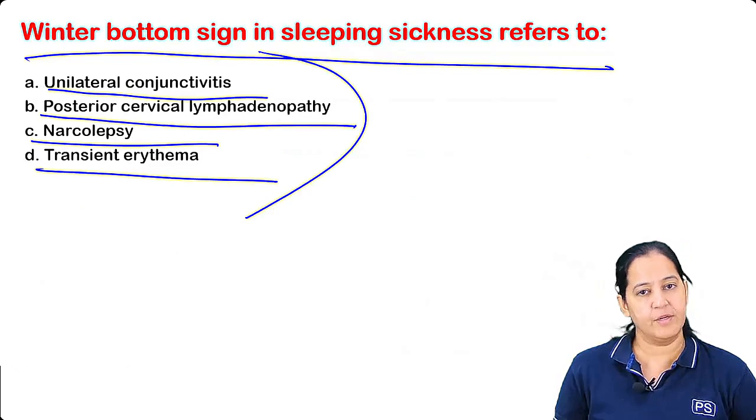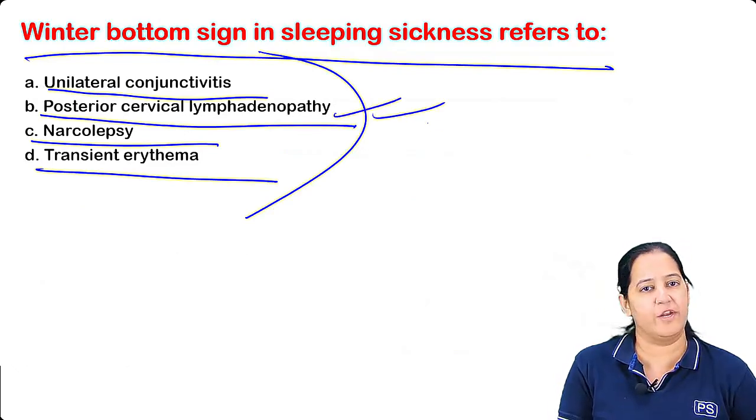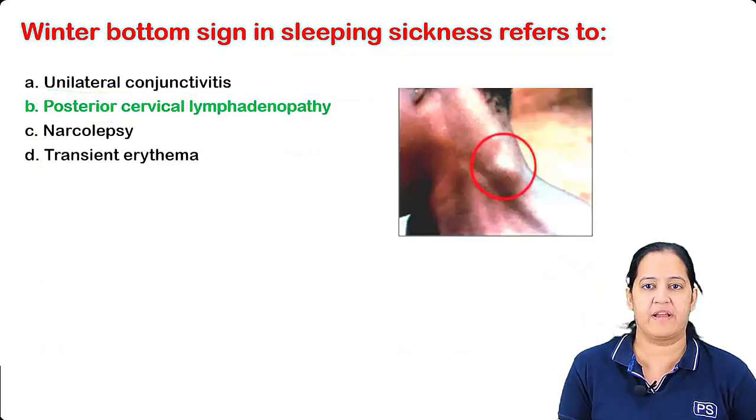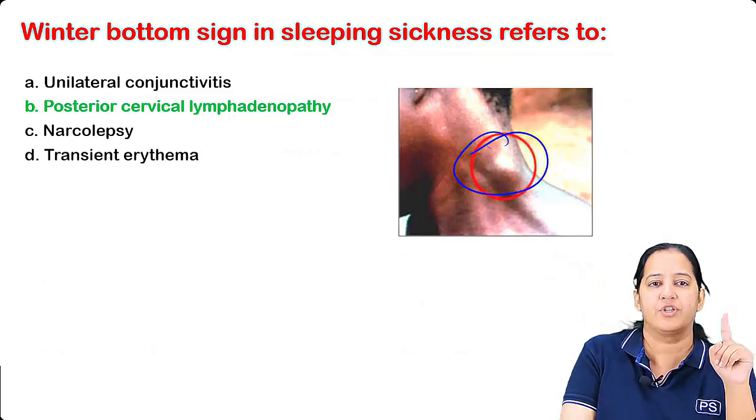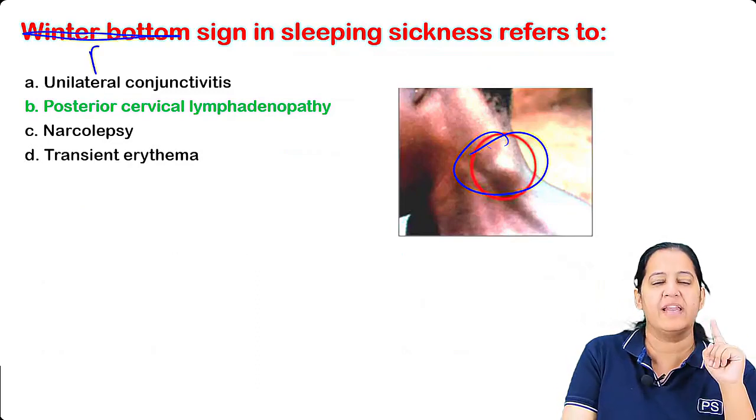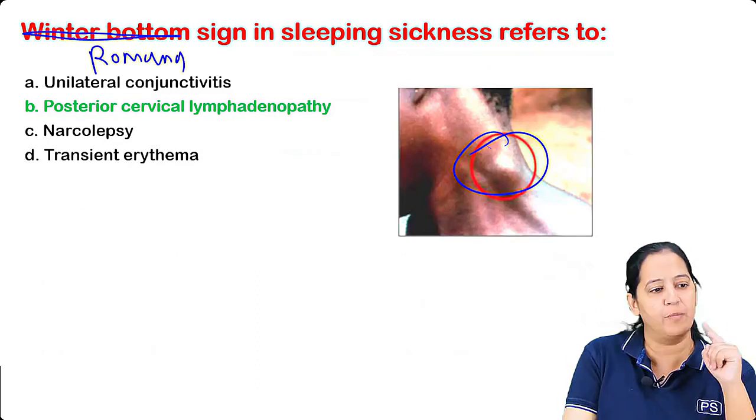What's the correct answer? You all are right. It's posterior cervical lymphadenopathy. Very good. It's posterior cervical, so this is Winterbottom. Let me change the question. Instead of Winterbottom sign, let me ask Romana sign. From the same options, what is the answer now?